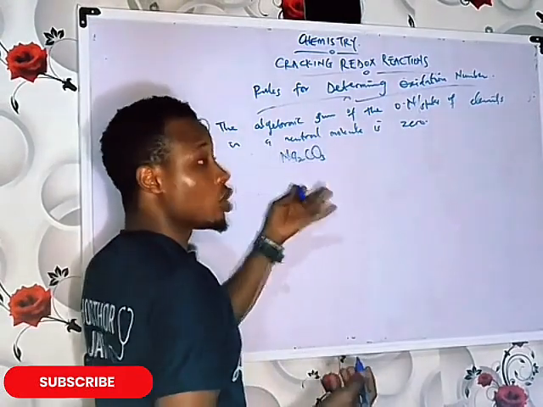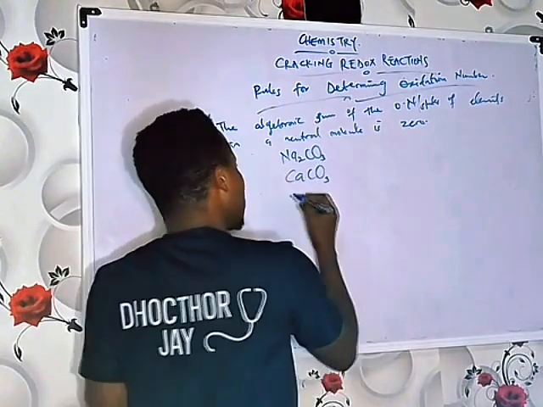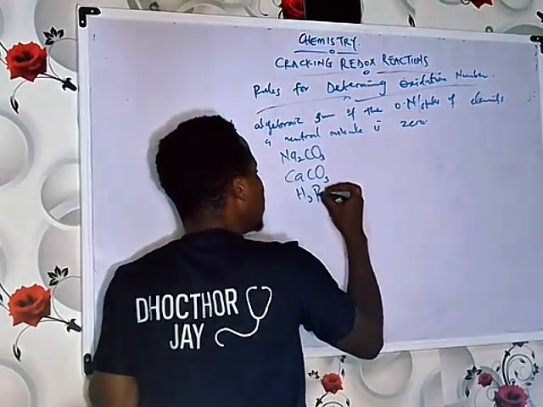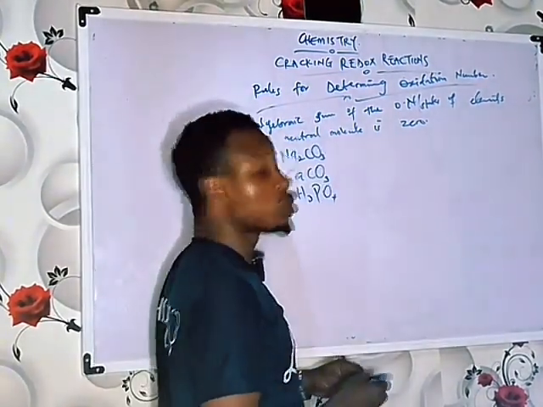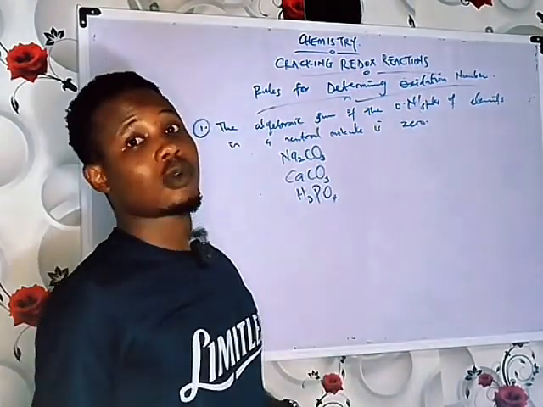Okay, this is a molecule or a compound. You think about limestone, CaCO3. You think about H3PO4. All of these are examples of molecules or compounds. Now, according to the number one rule, algebraic sum, why do I call it algebraic sum?